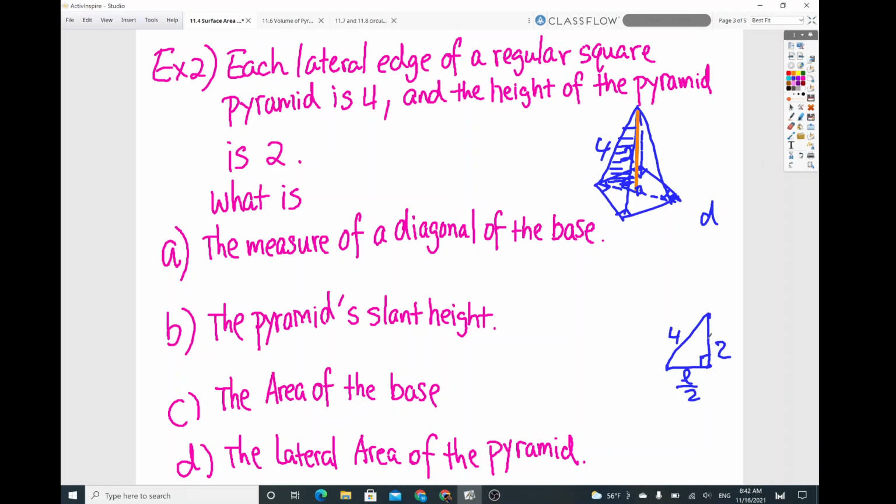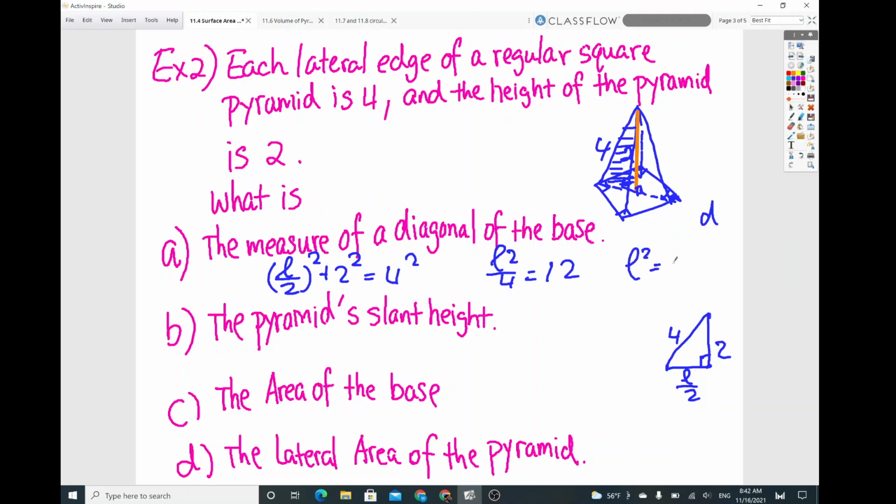So by using the Pythagorean theorem, we know that (L/2)² + 2² = 4². That means L²/4 = 4² − 2², which is 16 minus 4, and that'd be 12.